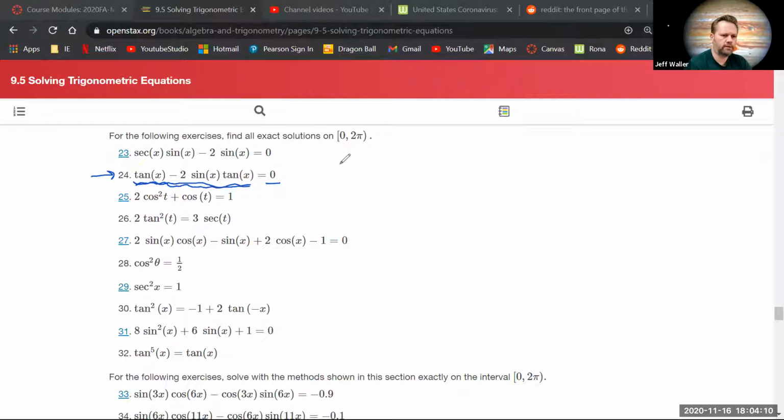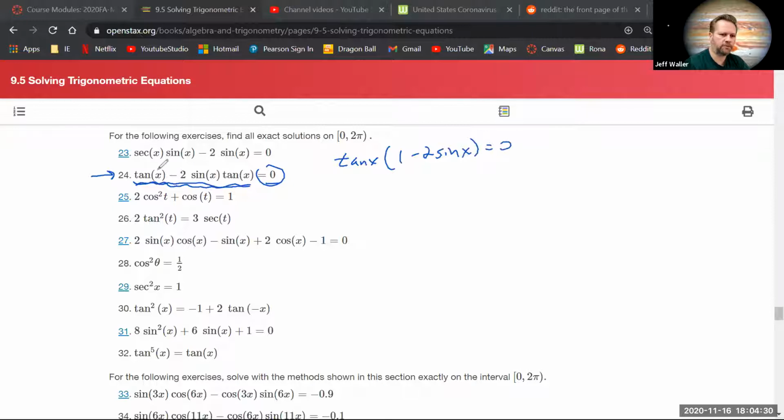Good old algebra. You can pull out the tangent. Yeah, you can factor out a tangent. When something's equal to 0, I'm not saying it's always going to be a factoring problem, but your brain should go to factoring.